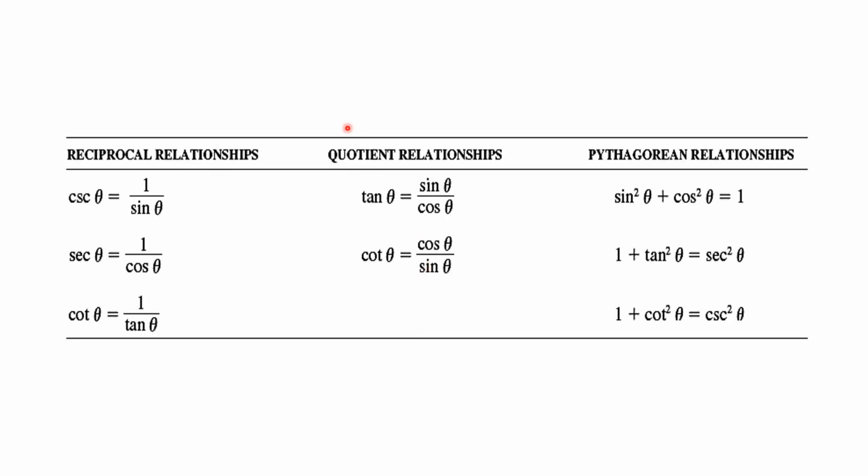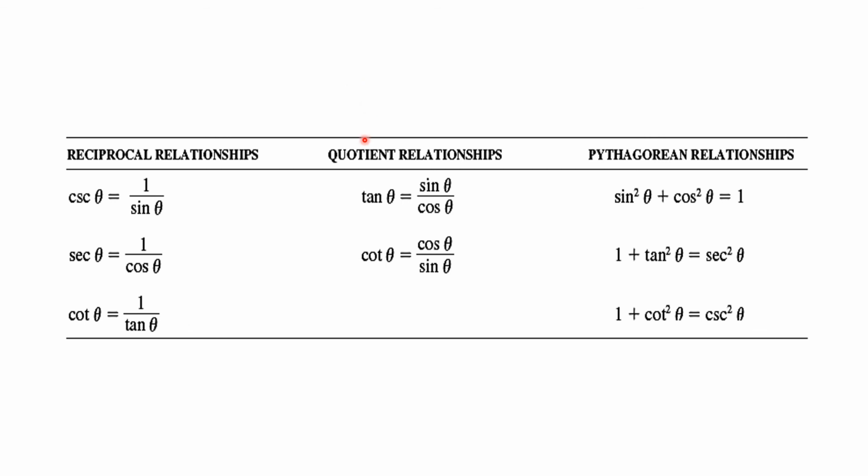These are the basic trigonometric identities. On the first column are the reciprocal relationships of trigonometric functions. The cosecant function of an angle is equal to 1 divided by the sine of that same angle. The secant of an angle is equal to 1 over cosine of that angle, and the cotangent of an angle is equal to 1 divided by the tangent of that angle.